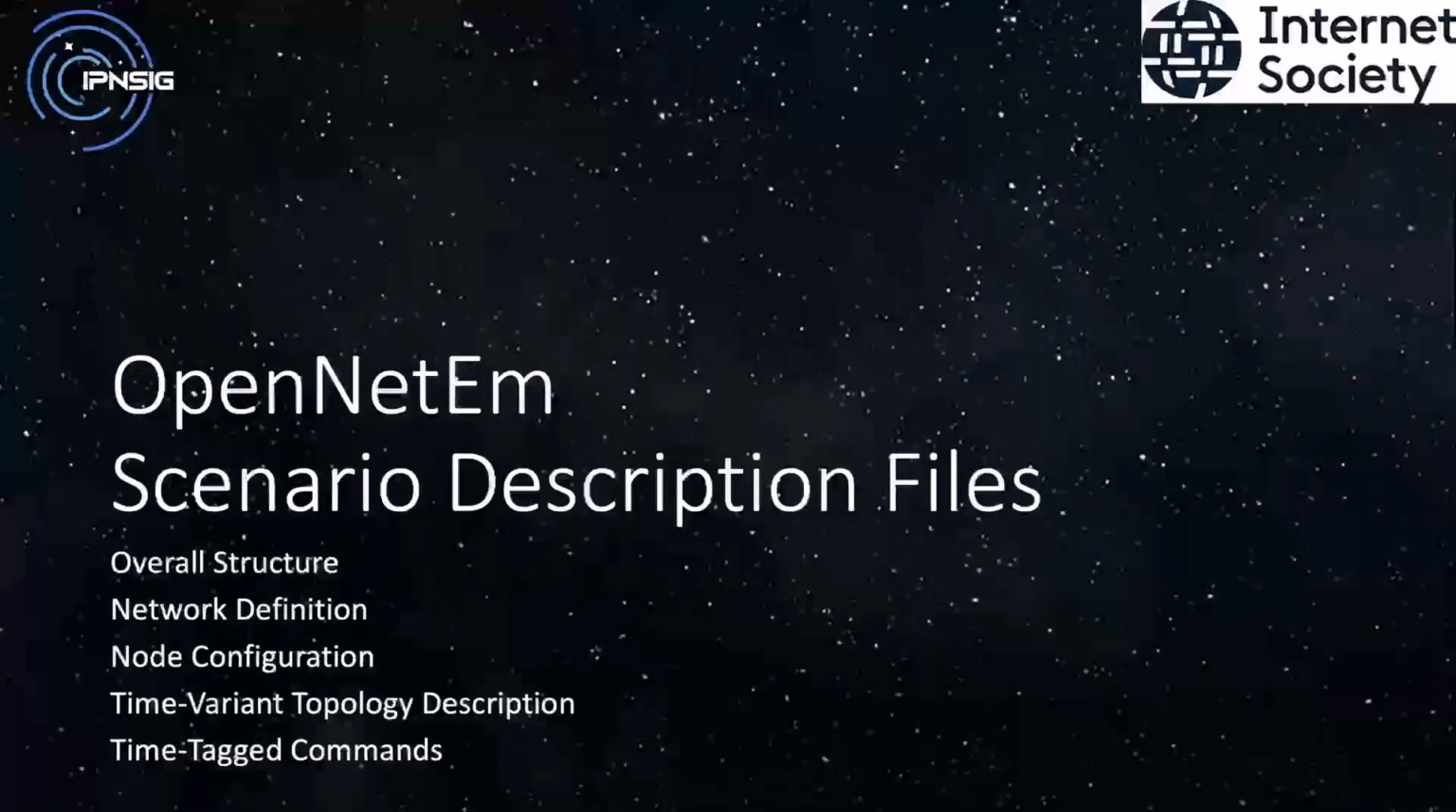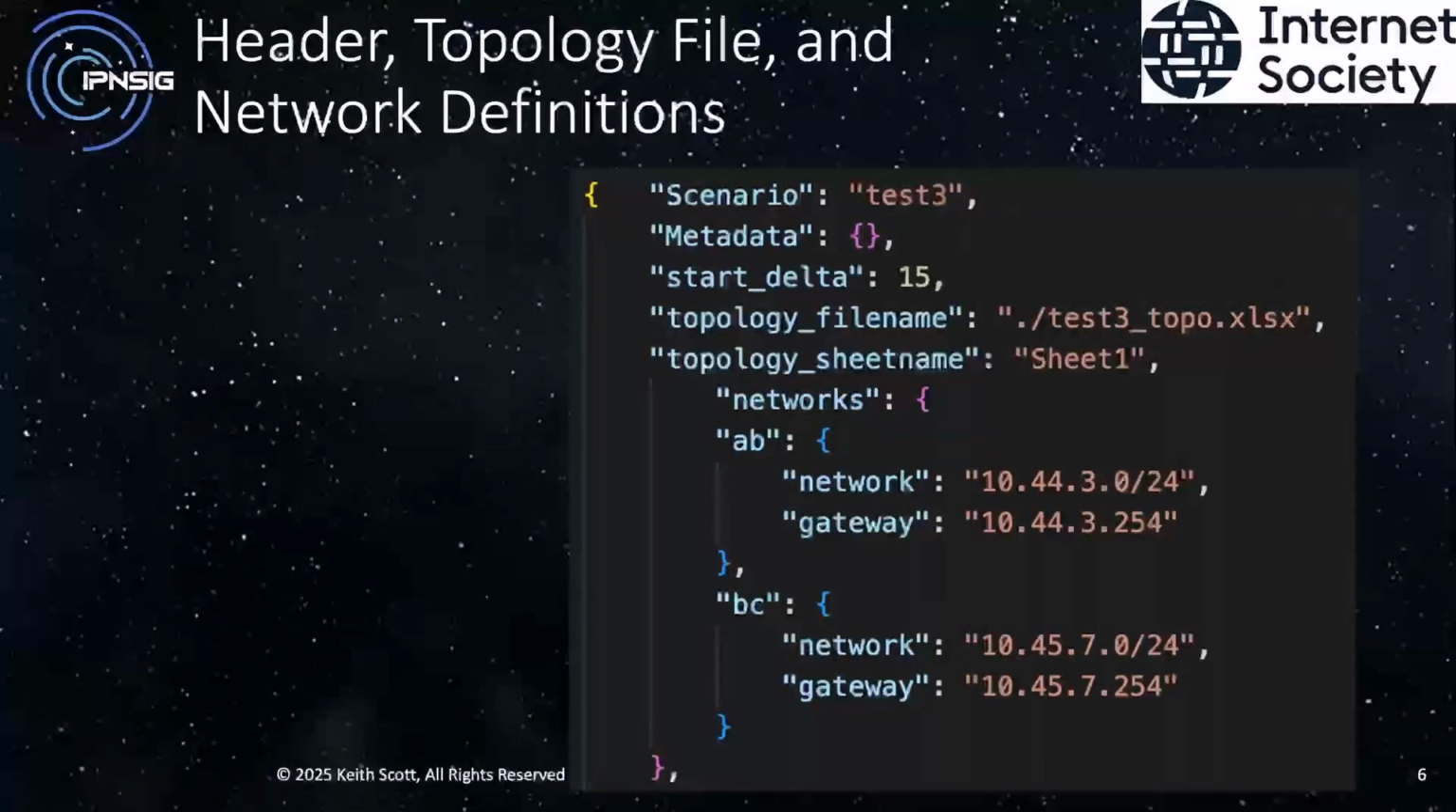Okay, how do we put all that together to describe not just the time variant connectivity, but also the network topology, the configurations of the various nodes, and the commands that we want to run while we're executing the emulation? So the scenario files look sort of like this. They're JSON files. There's a test name, a place to put some metadata. The start delta: there are ways to delay the 0 time of the emulation in order to let the nodes get set up and settle before that starts. So for instance, especially if you want to start Ion, you want to give it some time for all the various Ion daemons to start up and get running. And then here, specifying the topology file name is specifying this Excel spreadsheet and sheet 1 within the workbook as the description of the time variant topology.